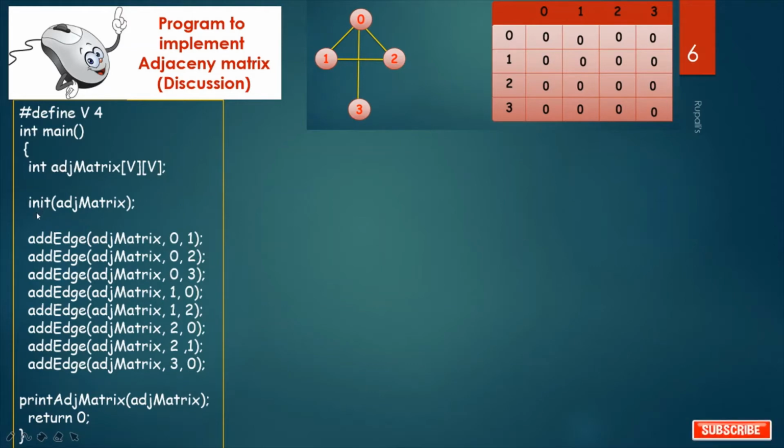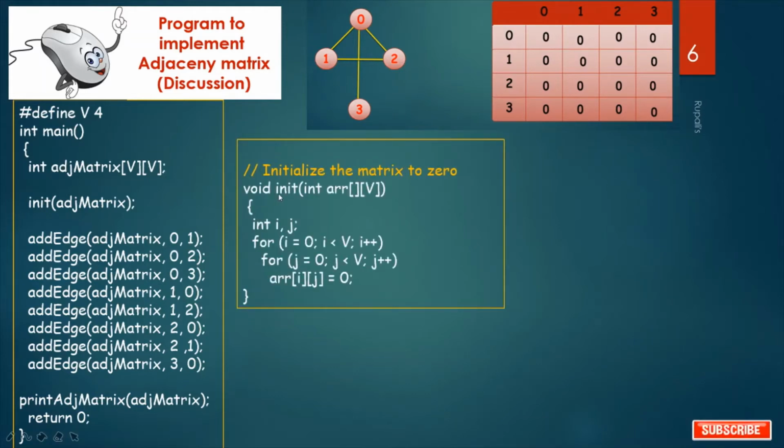Now, I call one function init that initializes the ADJ matrix. It initializes the matrix to 0. So the function name is init. I am passing this two-dimensional array, and I want to initialize all values as 0. So how can I initialize? There are two for loops. One is for row, another is for column. And arr[i][j] equals 0. In this way, I have to initialize all values to 0.